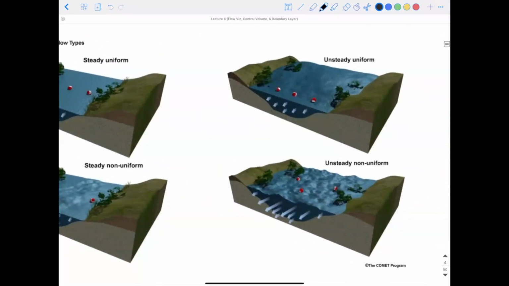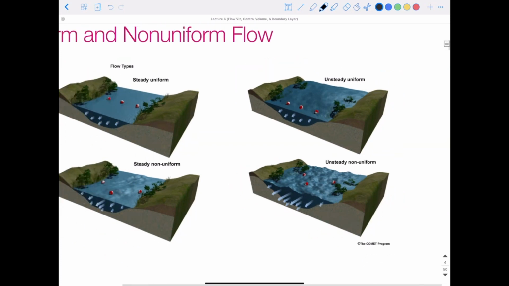So we have unsteady uniform flow in a given cross section. Maybe the velocity is increasing or decreasing. It's changing with respect to time. And then unsteady non-uniform flow, think of maybe rolling rapids where we have different flow depending on where we are in that cross section, and it's changing with respect to time.